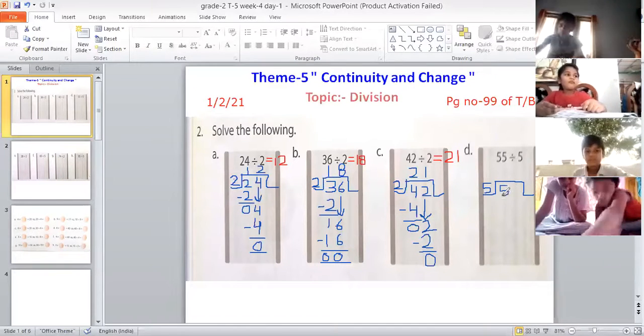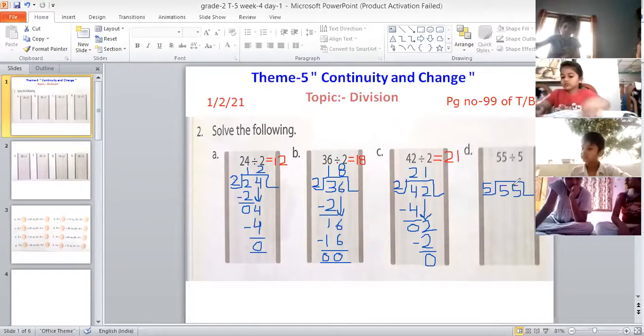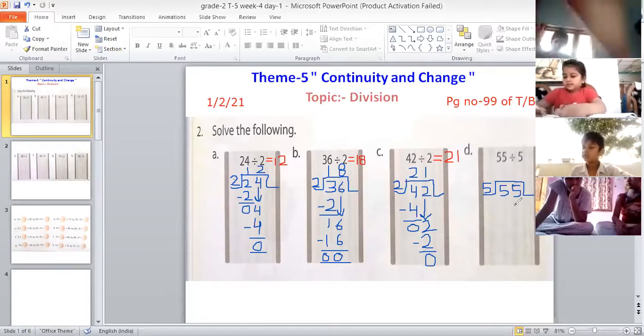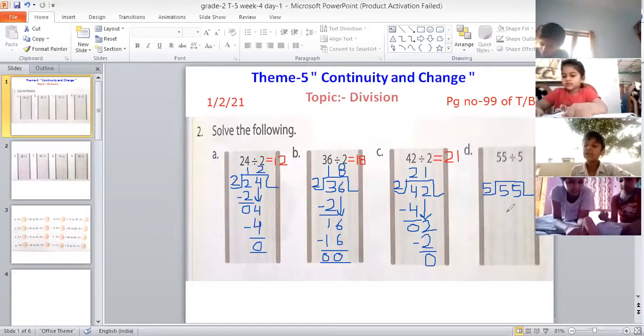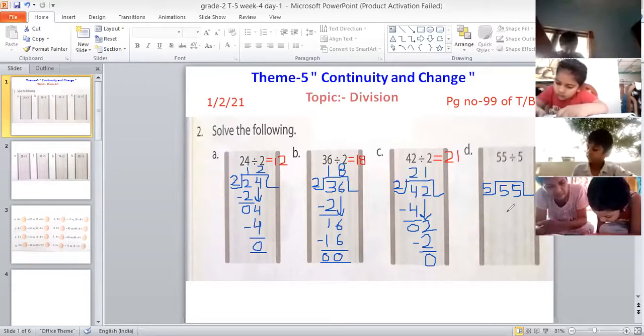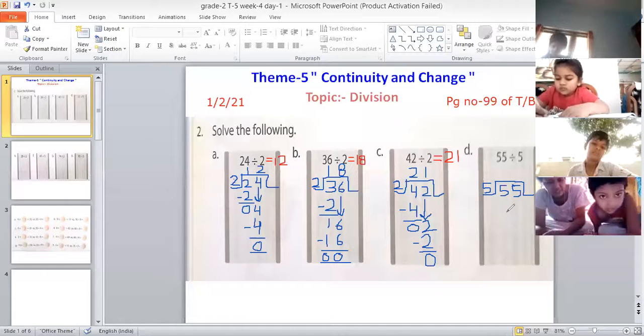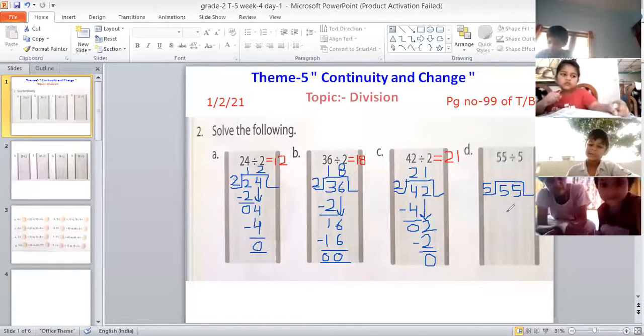Misbah, now tell me, the 2-digit number is 55, right? So you tell me, will we be taking 5 only or 5 and 5 together? Ma'am, only 5. That's correct. We'll be taking only 5 at a time. We will not take 55 because 5 is equal to 5, the number outside. So definitely we can get it in the 5 table.